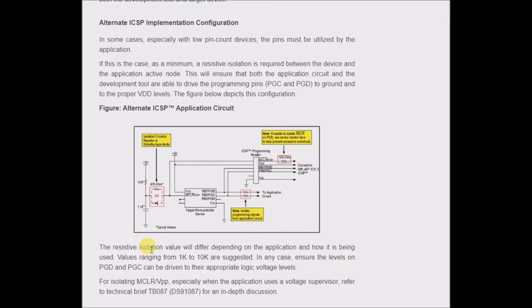The resistive isolation value will differ depending on the application and how it is being used. Values ranging from 1K to 10K are suggested. In any case, ensure the levels on PGD and PGC can be driven to their appropriate logic voltage levels. For isolating MCLR/VPP, especially when the application uses a voltage supervisor, refer to technical brief TB087, DS91087 for an in-depth discussion.